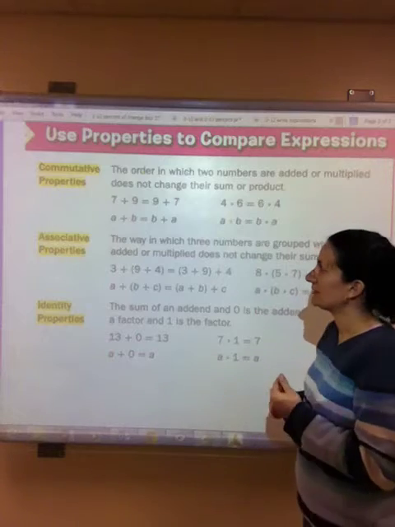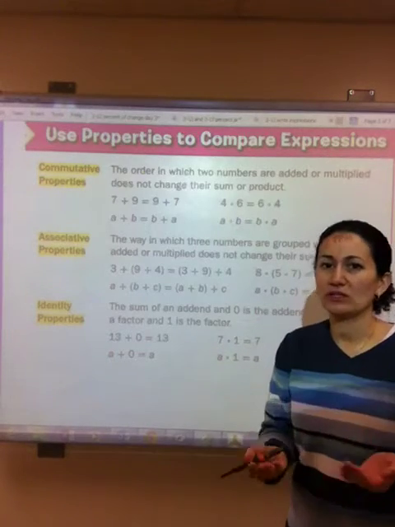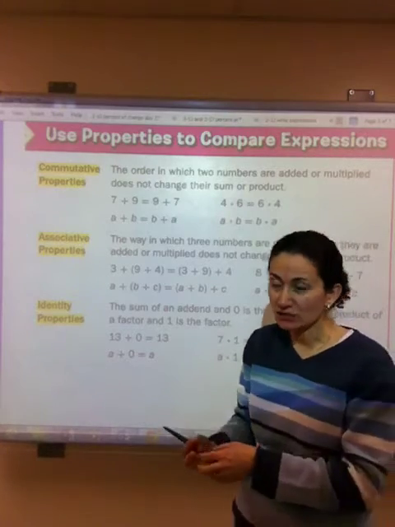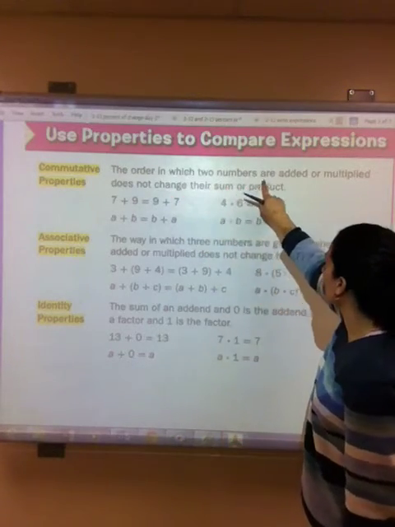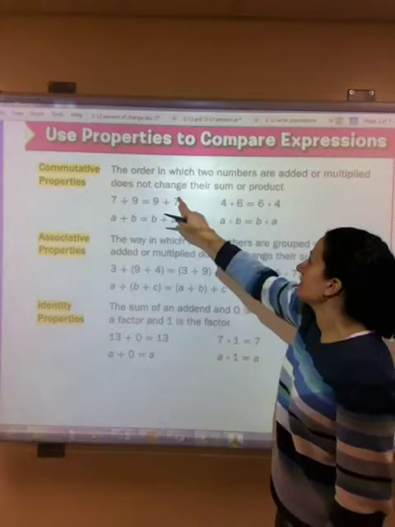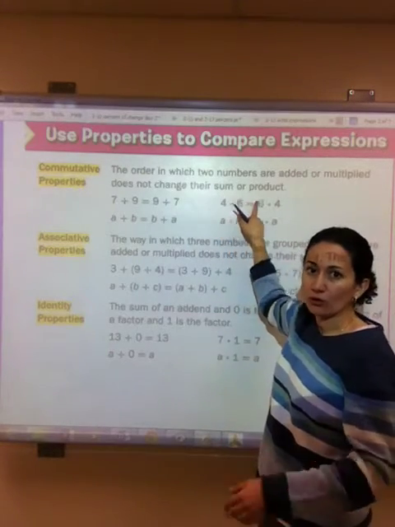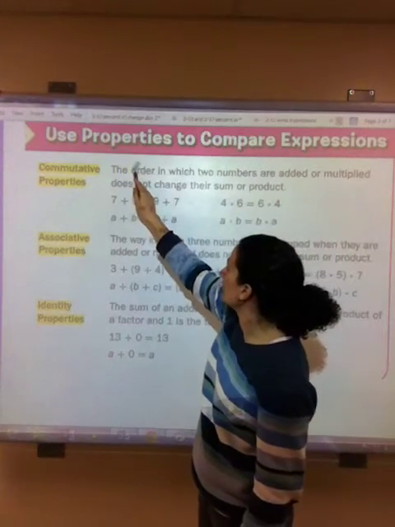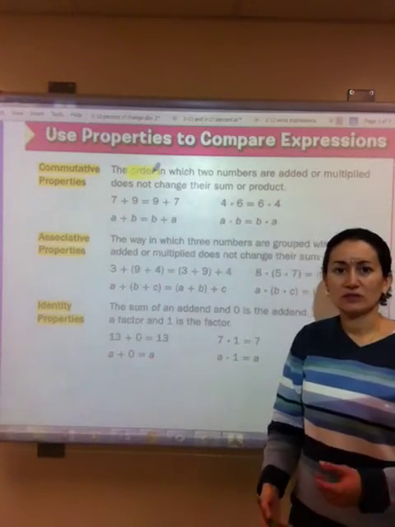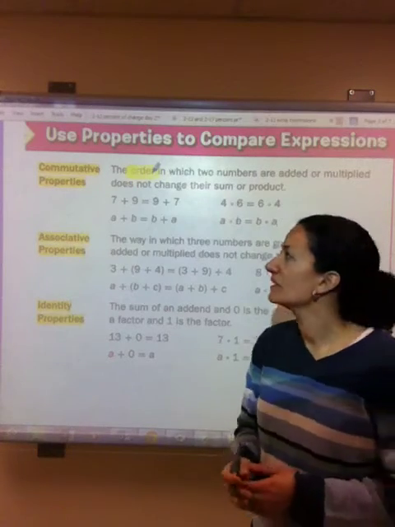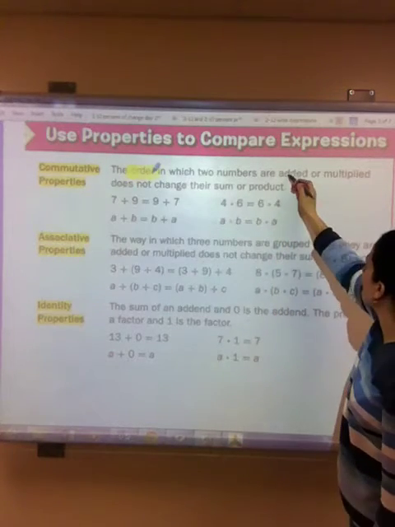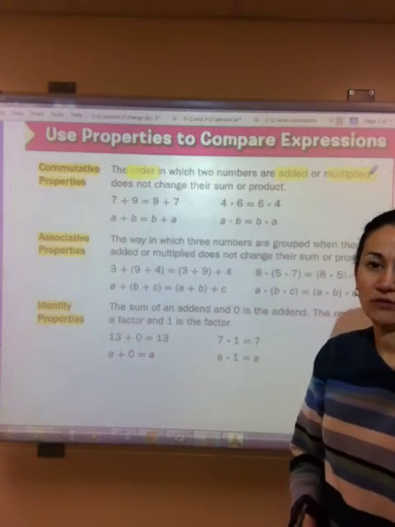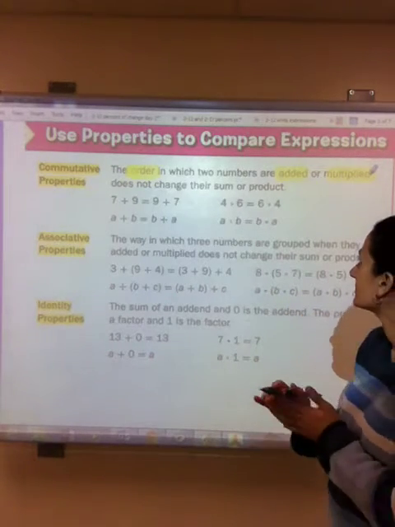The commutative property simply states that the order in which you add or multiply numbers does not affect the answer. The order in which two numbers are added or multiplied does not change the sum or the product. I want you to pay attention to two particular words here. The order; commutative property has to do with the order. And the other thing is that it holds true for either addition or multiplication. It's only true for addition or multiplication.